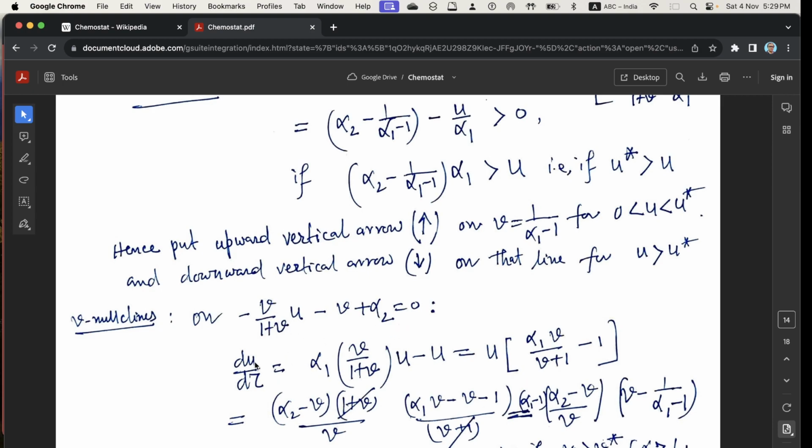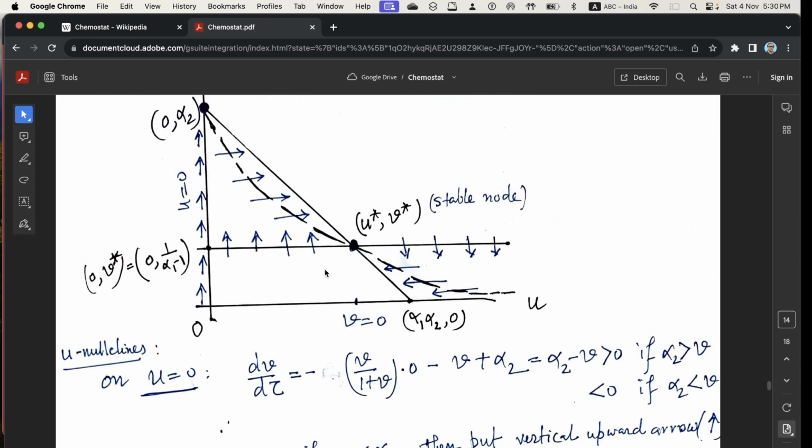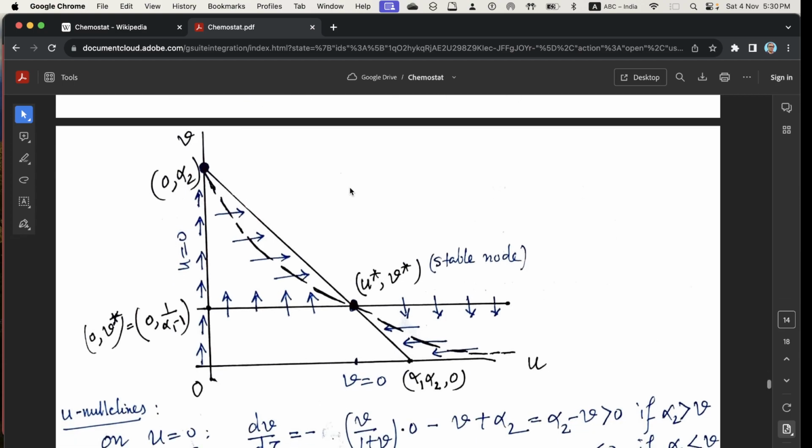And similarly, on this curve, the v nullcline, on this curve v by 1 plus v equal to 0, du d tau equal to this, and this du d tau is positive if v minus 1 by alpha minus 1 is greater than 0, that is if v is greater than v star, and less than 0 if v is less than v star. So we put here a right-sided horizontal arrow, and for this portion we put a left-sided horizontal arrow. So from this picture, you see a stable node.